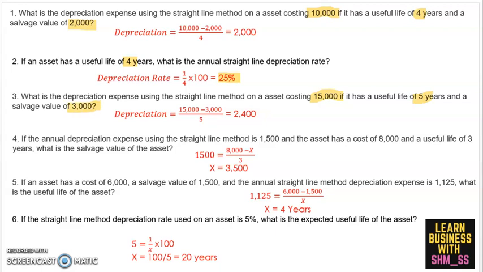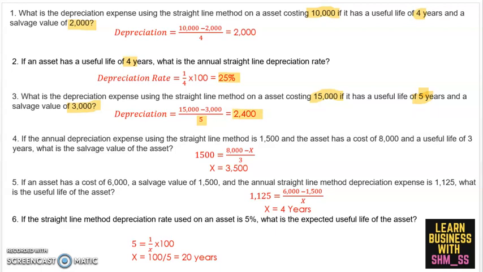This question and this question are similar questions, only the amount is different. Let us attempt to do this question. The cost is 15,000 and the salvage value is 3,000. Useful life is 5 years. So we get 2,400 as the depreciation expense for that year.